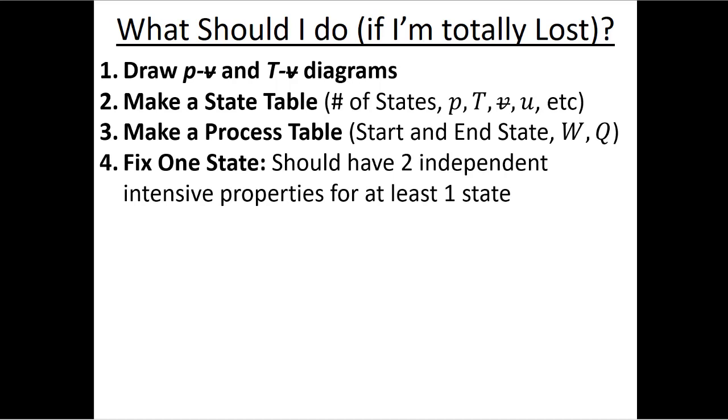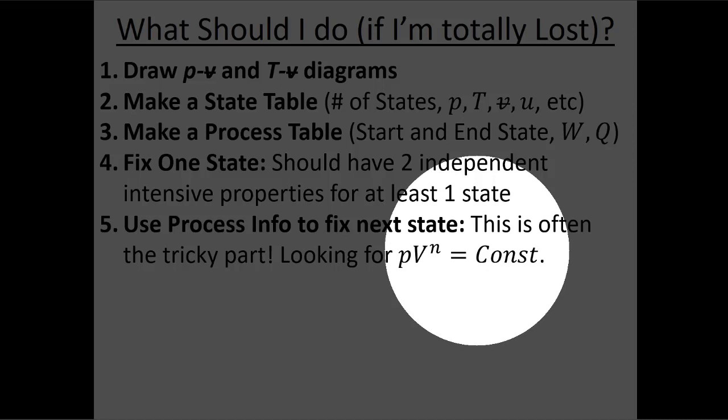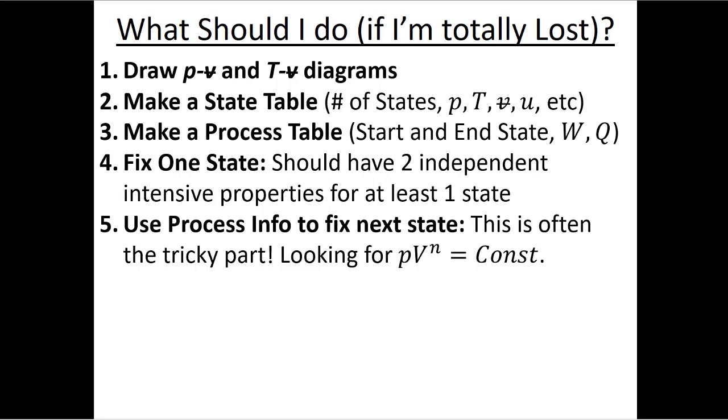Then you want to start fixing states. Again, our state table will help here because we know that in order to fix a state, we need two independent intensive properties. And if we look at our state table, we'll see the rows where we have two properties. So that should help us see where we can fix our states. Then we fix our states and we use that information to find process information like work and heat transfer. Remember that in order to find work, we need this relationship PV to some exponent is constant, because then we can use our relationship for work, which is that work is equal to the integral of P dV.